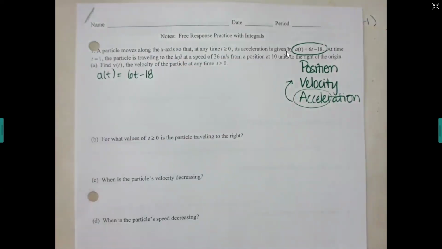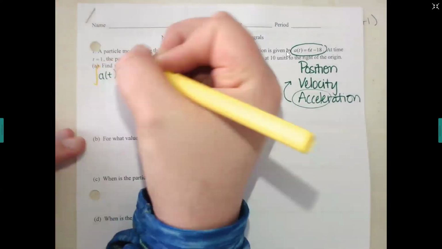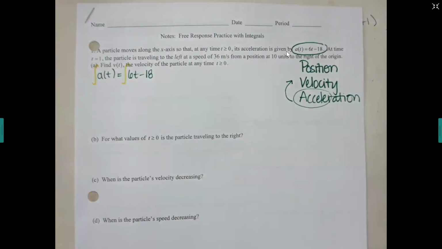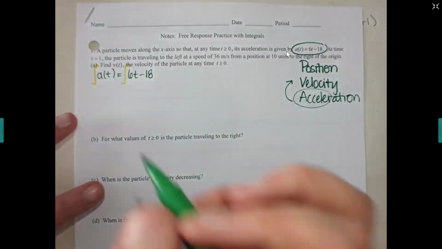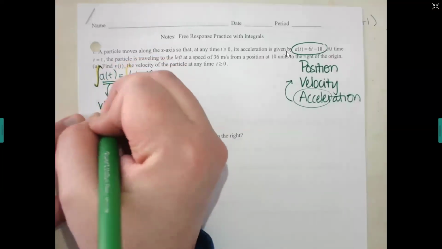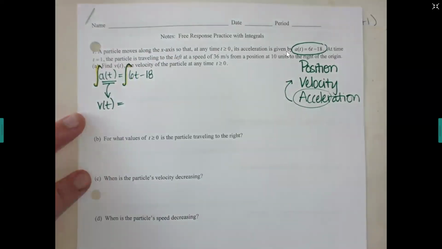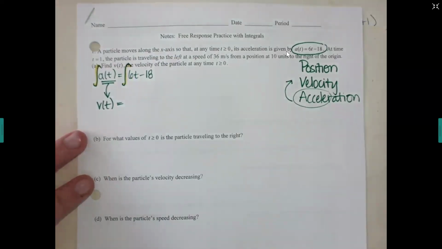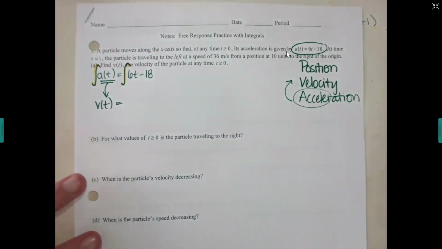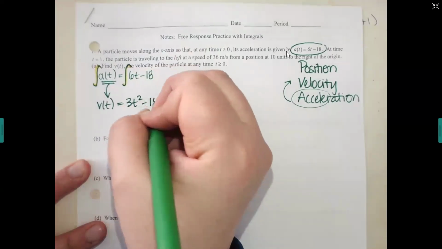Okay, and then put an integral on both sides. So acceleration, when I integrate it or do an antiderivative, is going to go back to velocity. And the integral of acceleration is now v of t. And then the integral of 6t minus 18, we'll just use our normal rules on. What's that antiderivative going to be? 3t squared minus 18t plus c. Perfect.